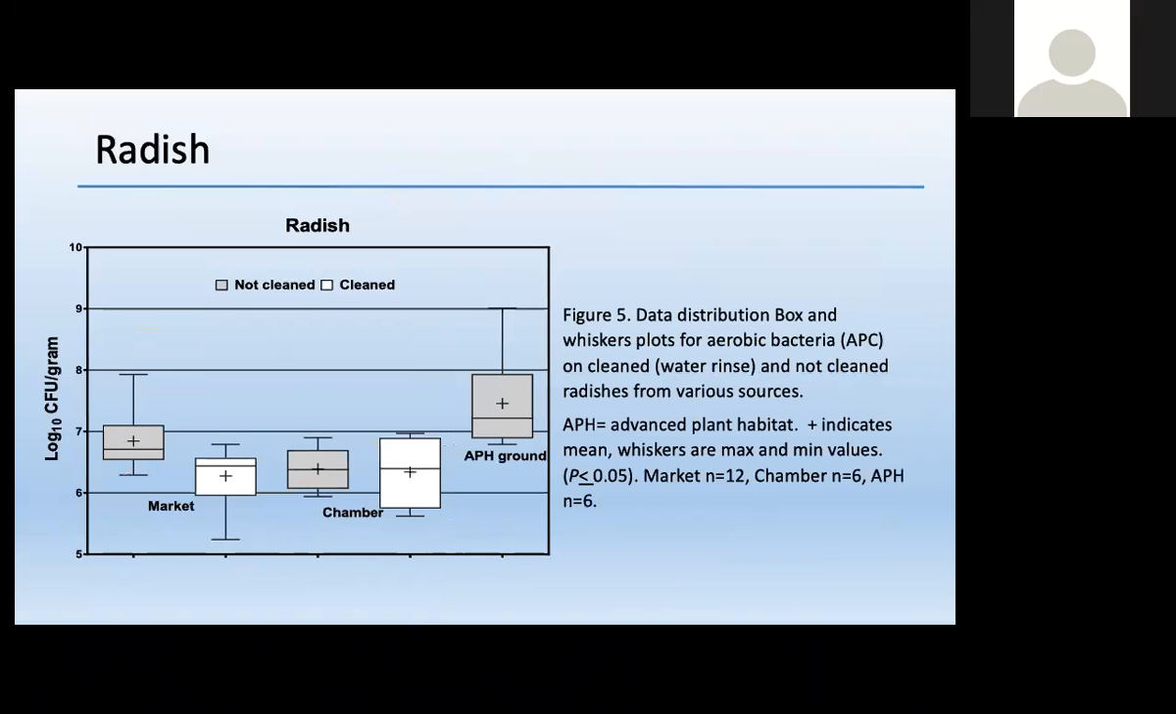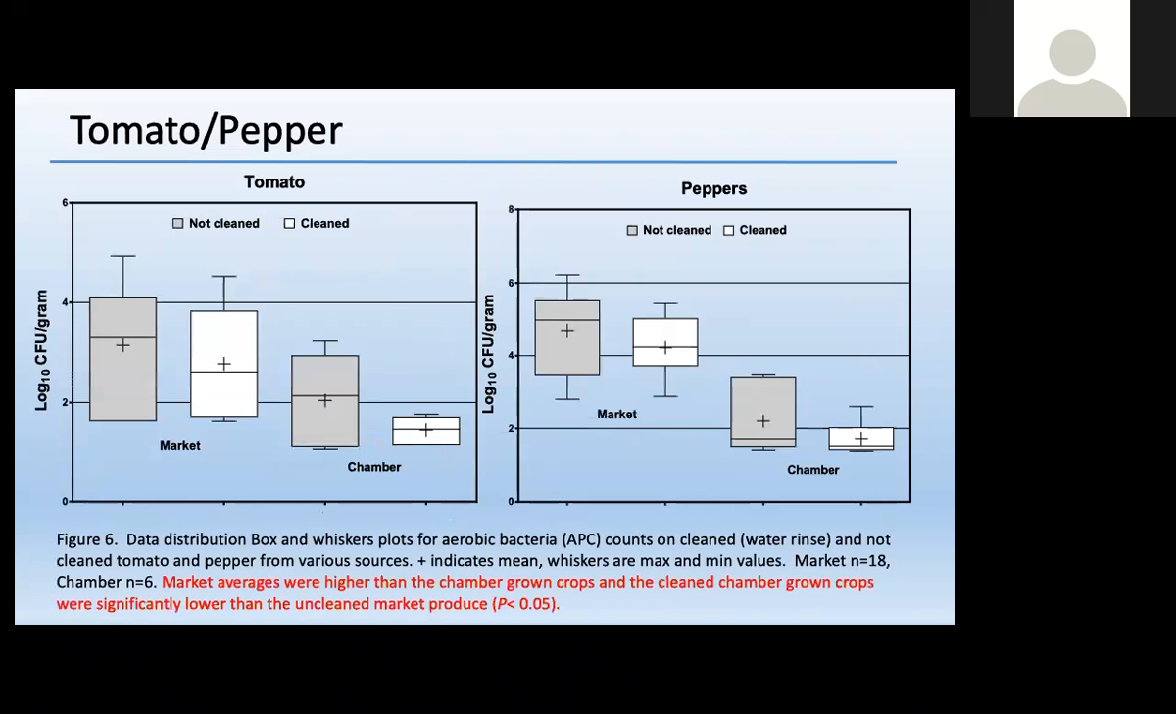We included one data set from the Advanced Plant Habitat, which is plant growing hardware on the space station. They were doing some ground tests growing radishes, so we thought, well, let's see what it looks like as far as the microbes go. And really, there's no difference between those sources of radish. And then with the tomatoes and peppers, we had the market and the chamber. The only difference with those was that the market averages were higher than the chamber-grown crops, and the clean chamber-grown crops were significantly lower than the unclean market produce. So in this case, the water wash seemed to work better in the chamber-grown produce.